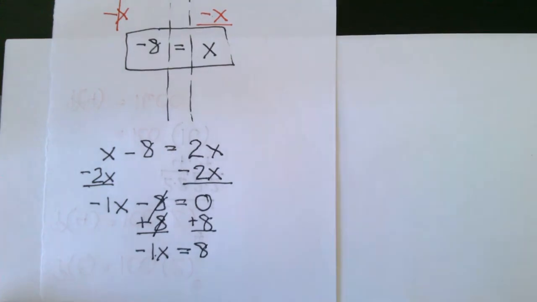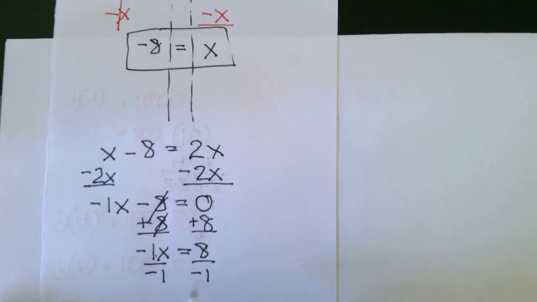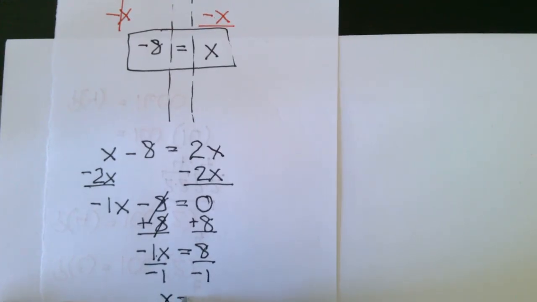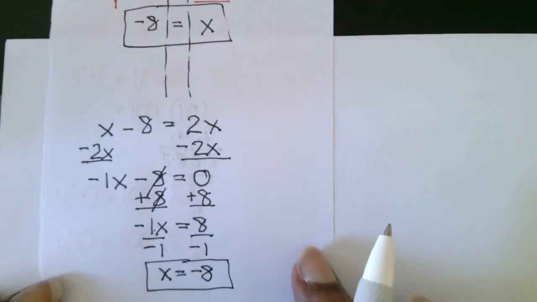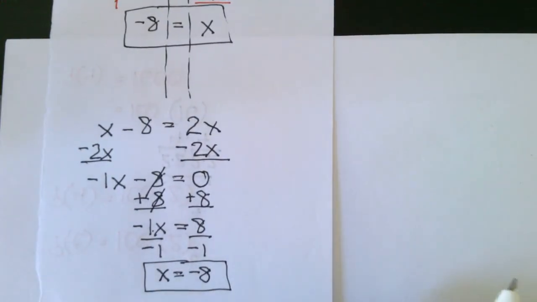And 0 plus 8 gives me 8. Right, exactly, you get the same thing. So now I gotta divide by negative 1, and my x is going to equal negative 8. Two different ways, same answer. But I'm lazy.